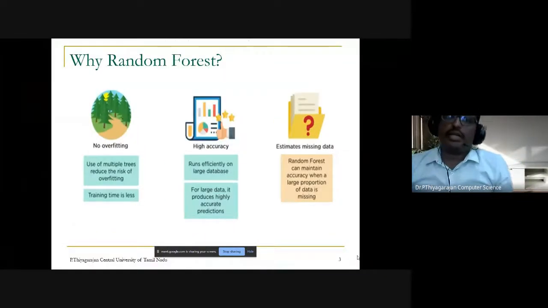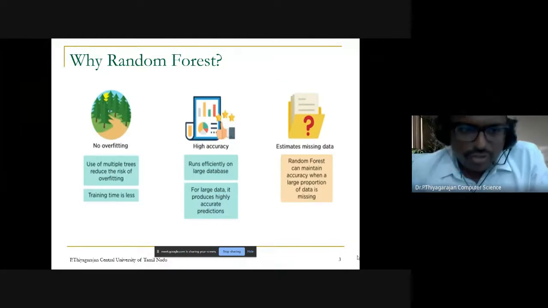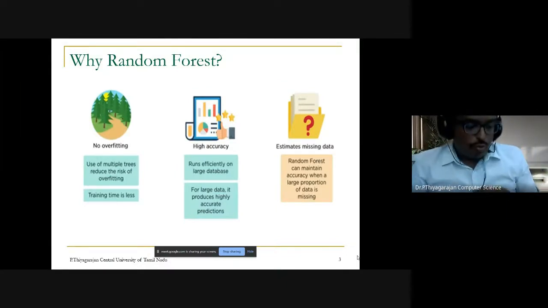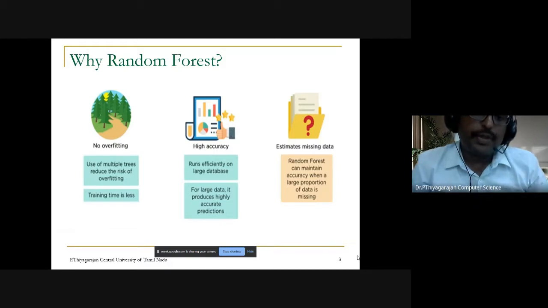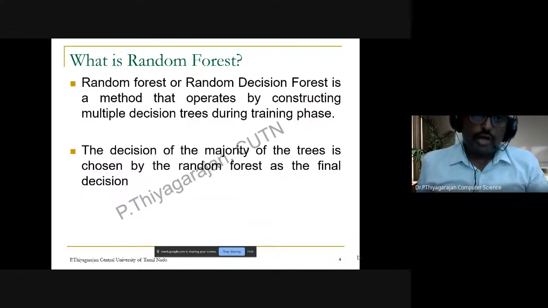So here I have why random forest. Before that you should know why we should go for random forest. Already we have Adaboost, we have decision tree. Why random forest? In random forest there is no overfitting. We will not face the overfitting problem, and random forest is very good in accuracy, and it can work on missing data. So these are the advantages of why you should go for random forest.